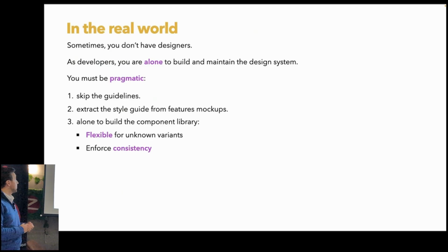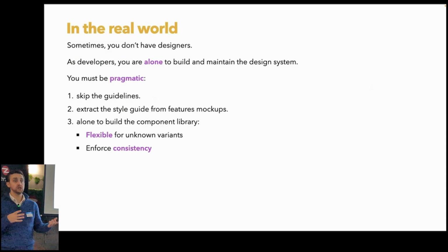And that's really the part I want to talk about tonight. You have to be the one building the component library. There won't be a Figma version and a code version. There will be only a code version, but you need to find a way to make them flexible for unknown variants. So maybe tomorrow there will be another variant, and you still need to find a way to have your component generic enough and flexible enough to accept this new variant.